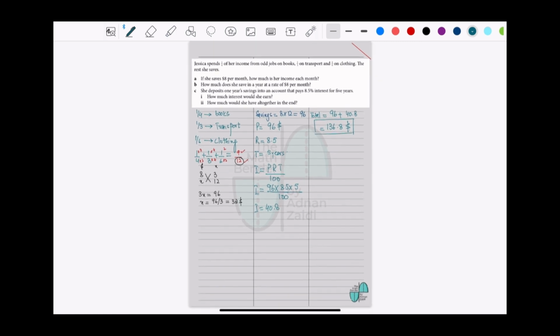These are all the questions related to simple interest. In my next session, I'll talk about compound interest and its questions.